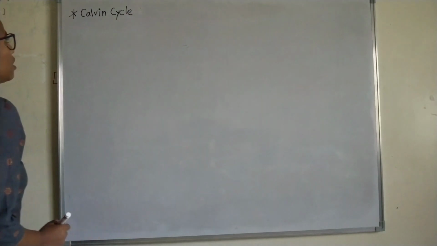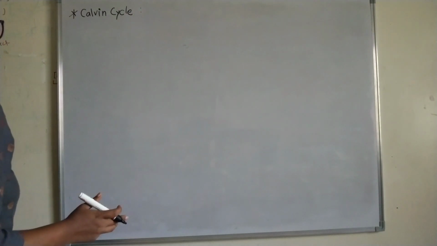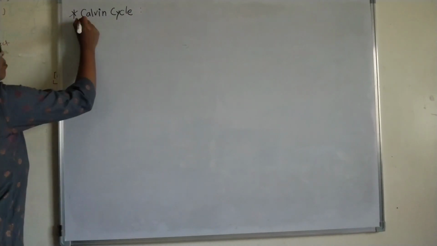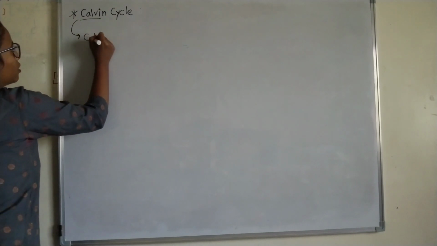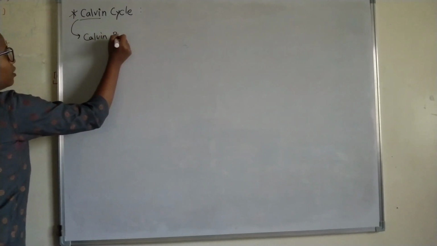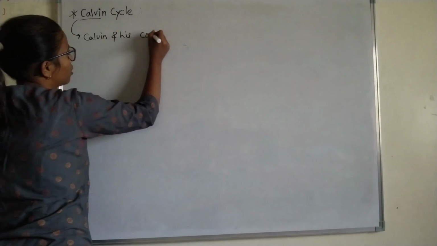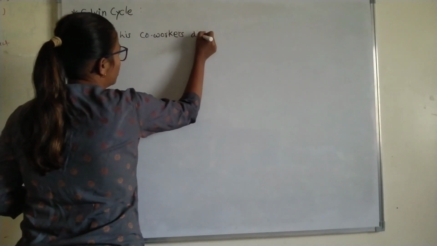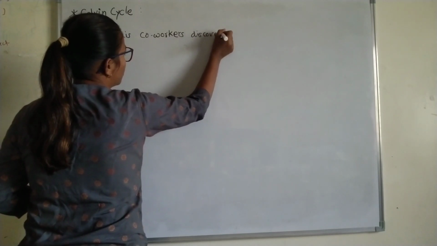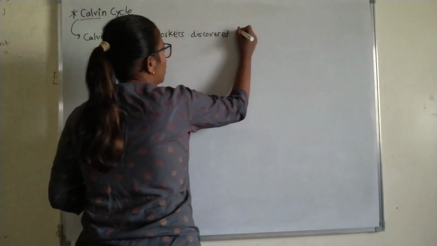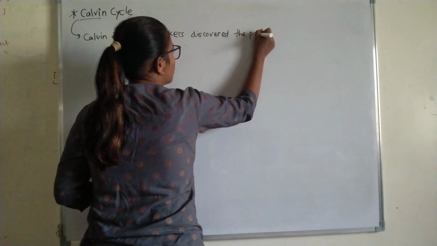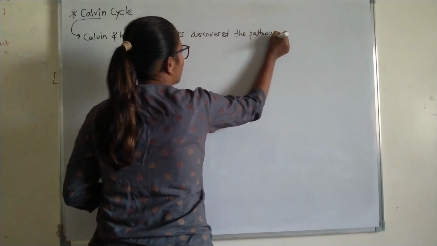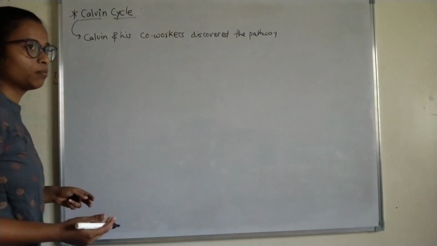So what is meant by Calvin cycle? It is named after Calvin and his co-workers, who discovered the cycle, the pathway, and it is a cycle because it is in a cyclic manner.